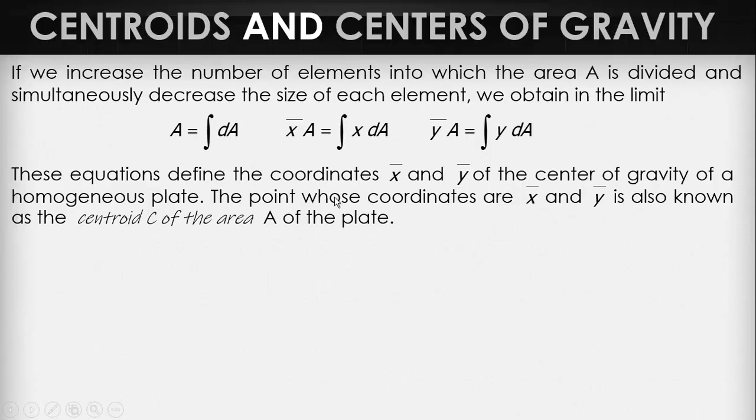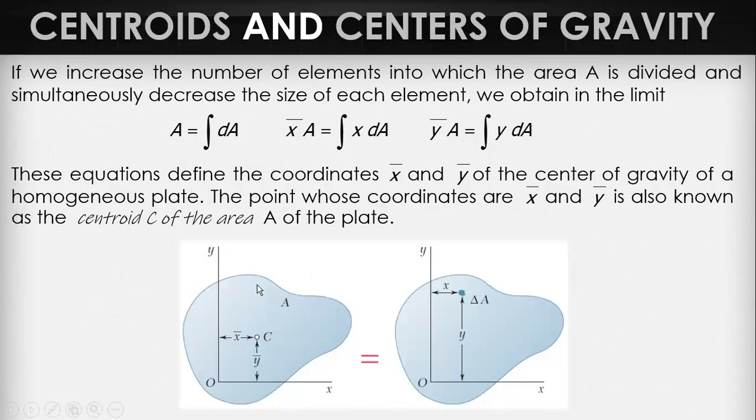So these equations define the coordinates x bar and y bar of the center of gravity of a homogeneous plate. The point whose coordinates are x bar and y bar is also known as the centroid C of the area A of the plate. This one. Okay. So area lang, this is for the individual element, and total area, and nadiri ang centroid. So pag integration, kini na formula ang gamiton.